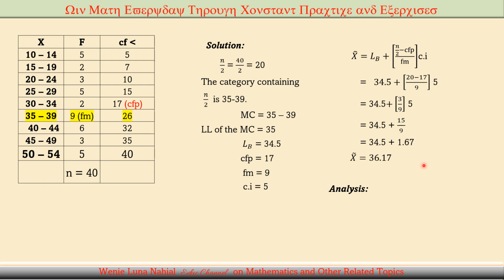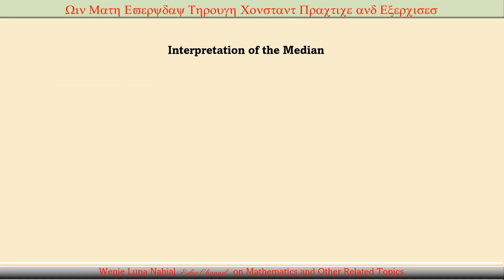So our analysis here says that the median value is 36.17, which means that 50% or 20 scores are less than 36.17. And it could also be said that the other 50% are higher than 36.17. Now, interpretation of the median.